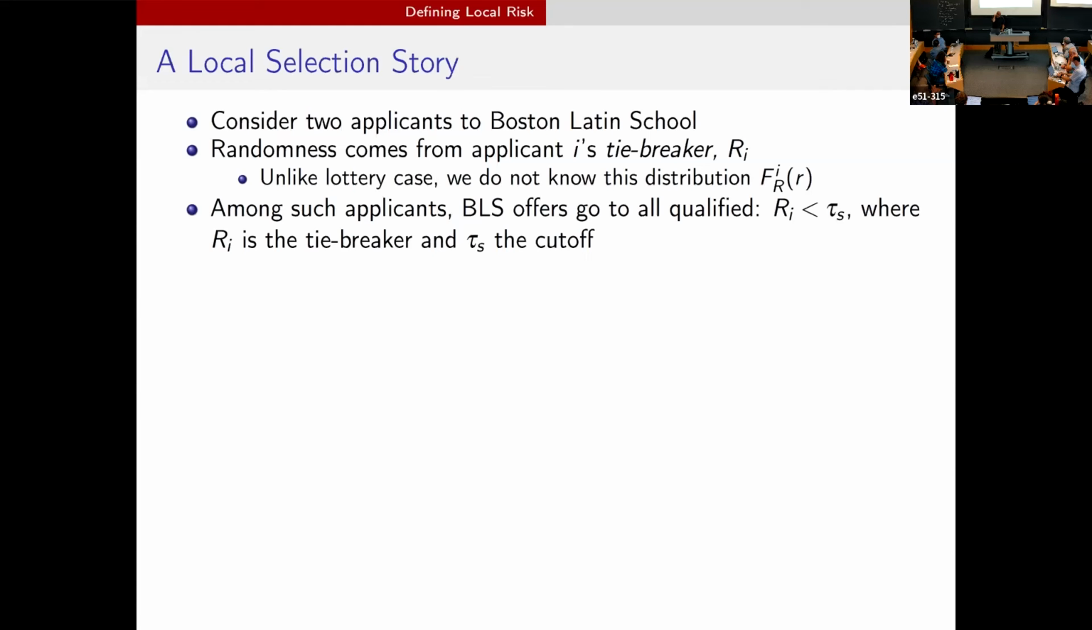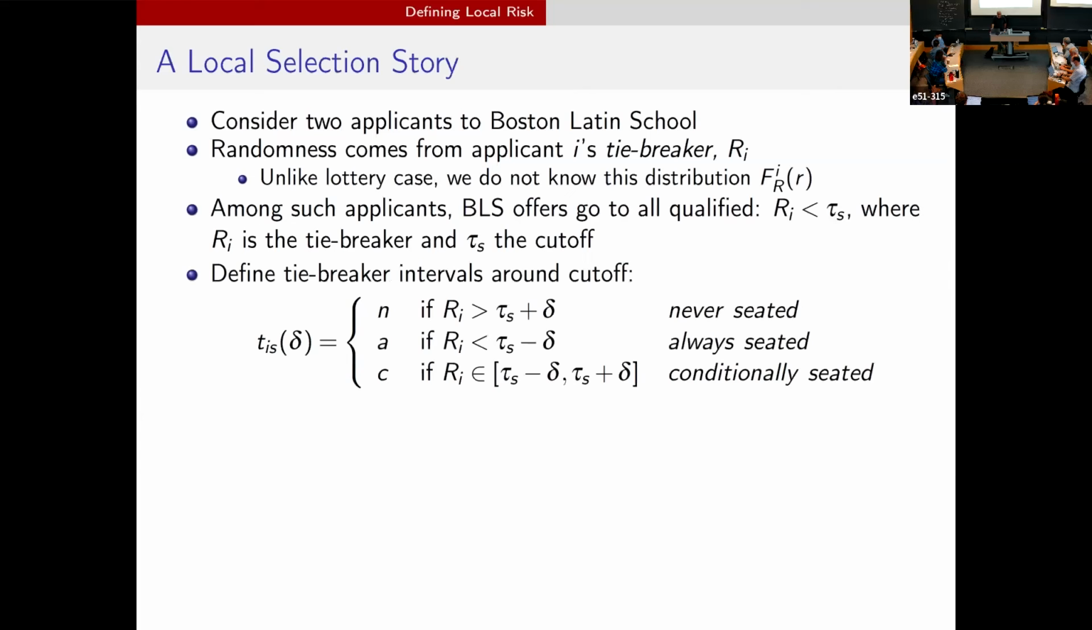And in Boston, the way that seats are awarded to the Boston Latin School is very much like what we just talked about. BLS offers go to those who qualify. If your running variable, your test score, is less than the cutoff, then you'll get an offer at the school. So let's define tiebreaker intervals around the cutoff. This is very much like a regression discontinuity setup.